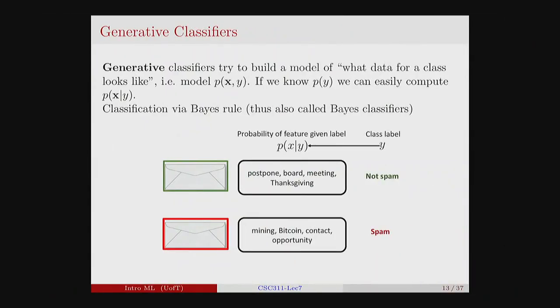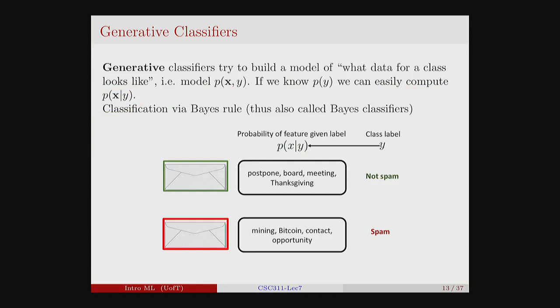Generative classifiers don't do what the models we've learned about do. Instead, what they try to do is something very different. They try to build a model for what data for a class actually looks like. They try to figure out a model for the joint distribution of both the emails as well as the class label for whether or not the email contains spam. And once they have this joint distribution, they can easily compute the outcome label.